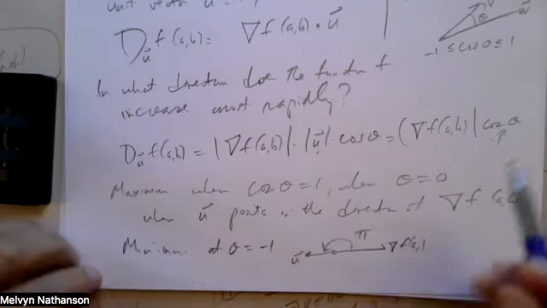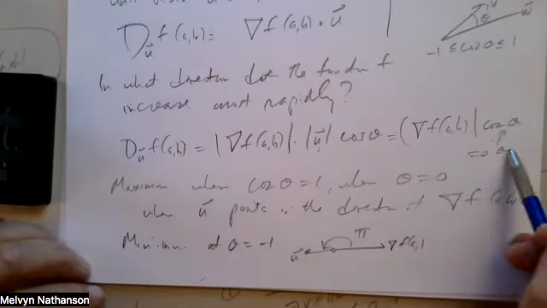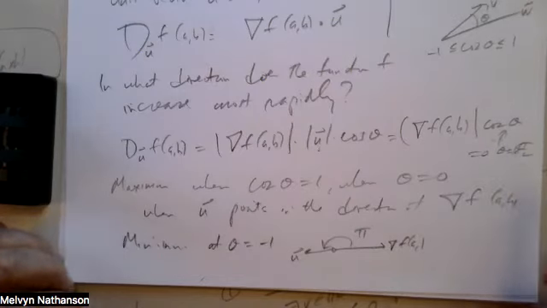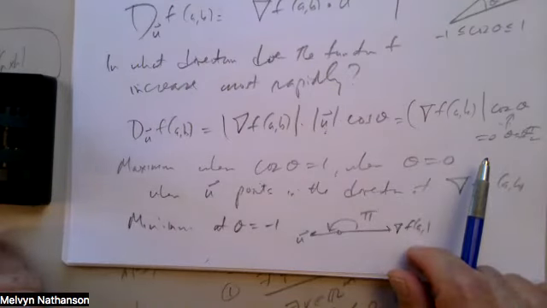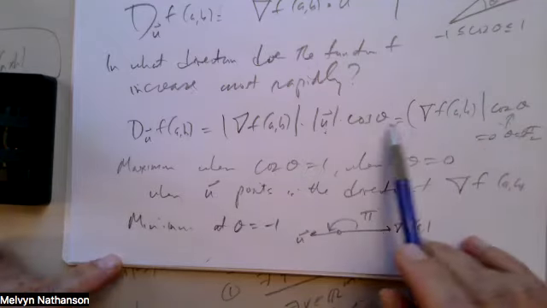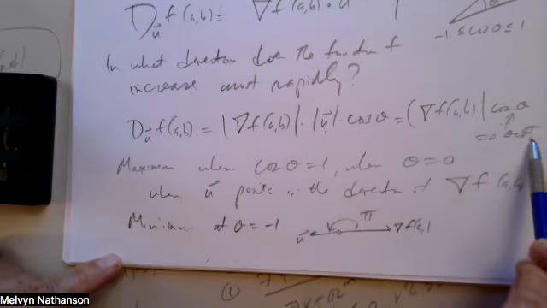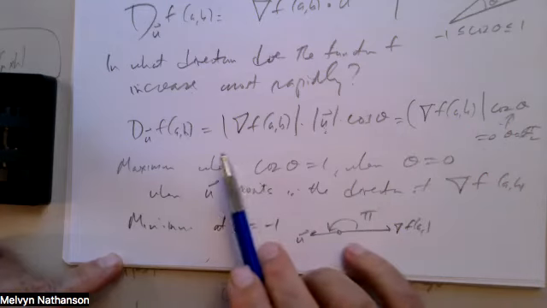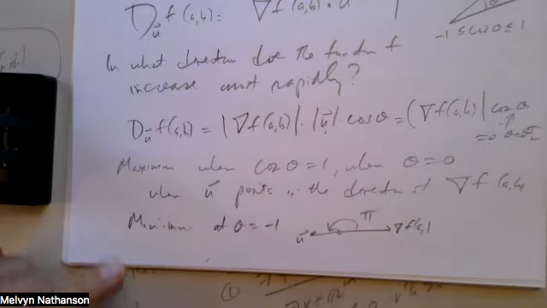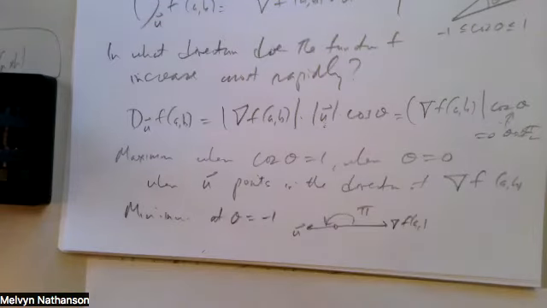And I should also make one other comment. This equals 0 when theta is plus or minus π/2. So the rate of change of the directional derivative is 0 in any direction perpendicular to the gradient. When the angle between the unit vector and the gradient is π/2, the cosine is 0 and the directional derivative has its value 0. So that is, for us, a useful observation.